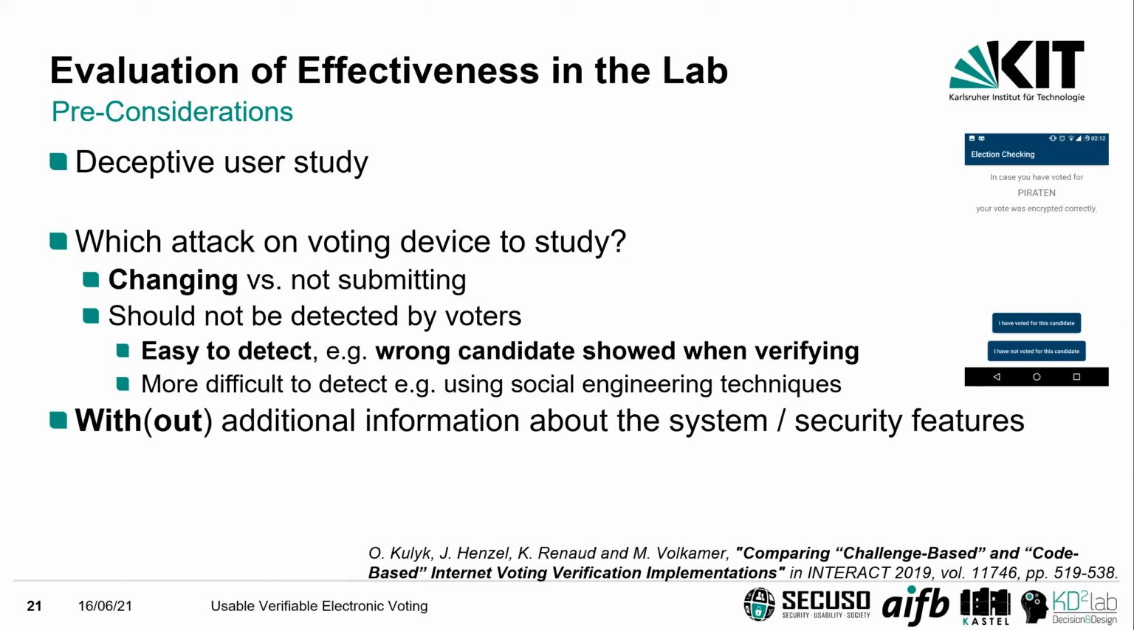The second dimension is: is it hard or easy to detect? Easy to detect is most likely when the candidate has changed. So you go through everything and it doesn't say pirate, but another party. That would be easy to detect. But then there are more difficult to detect ones. For instance, using social engineering techniques. That's related to what Jordi just said.